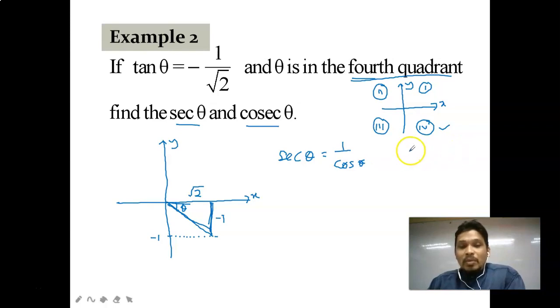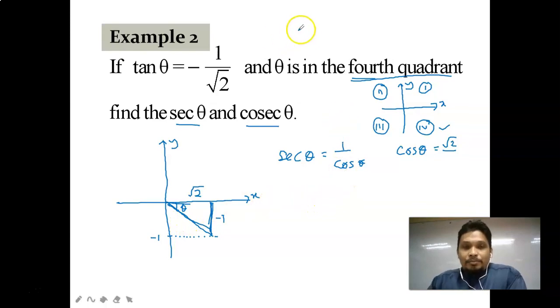So meaning here we need to find out what is the value of cos theta. So cos theta equals adjacent, square root of 2, divided by hypotenuse. Okay, before that we need to find out what is the value of this.